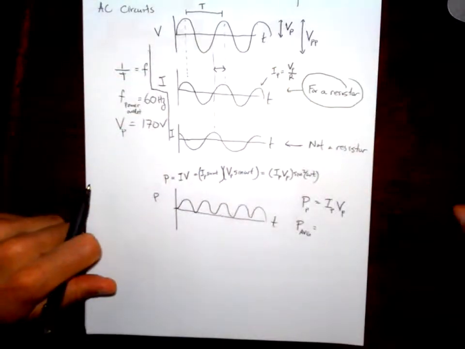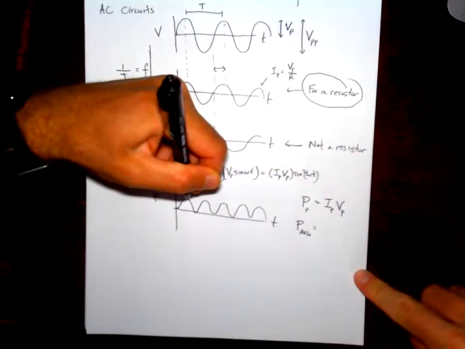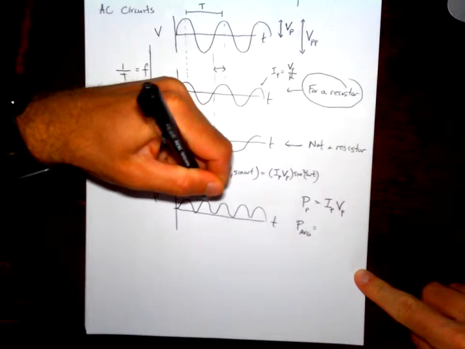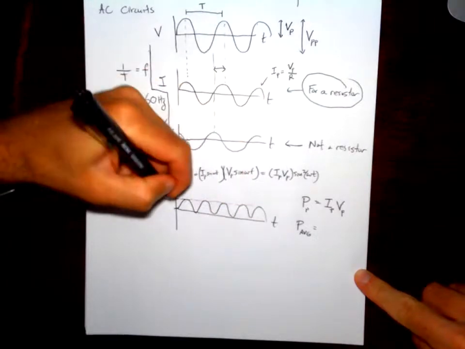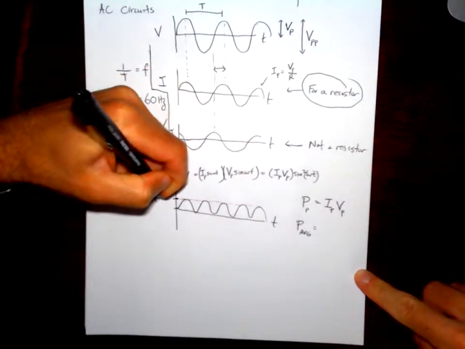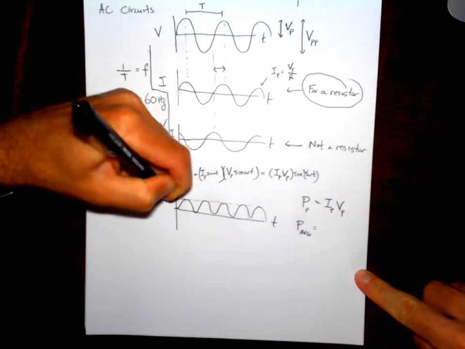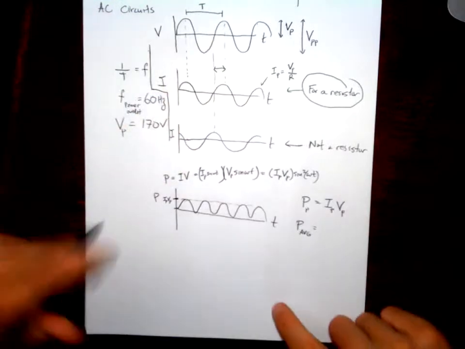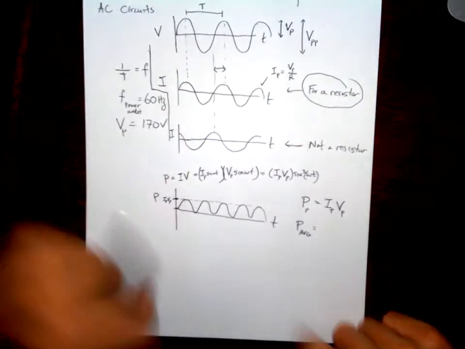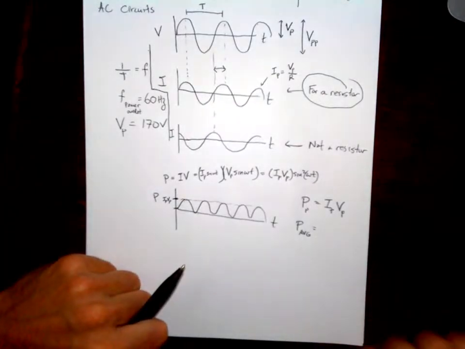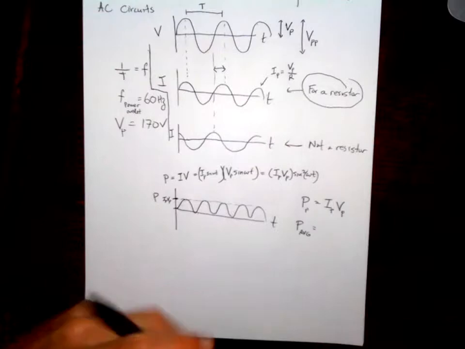So this power goes up to a maximum value of I sub P times V sub P. But what is the average value of the sine squared function? I'm going to pause for a second so you can think about that.